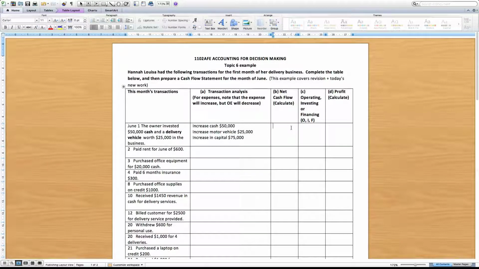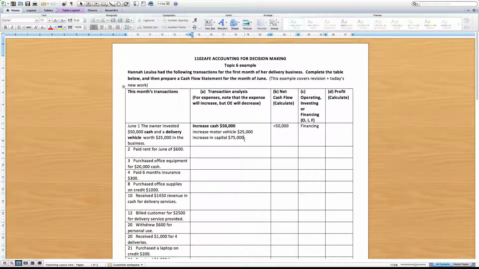So working out our net cash flow. So again, this is the cash part. Okay, increase in cash of $50,000. So that means we're going to have positive $50,000 cash flow. Is it operating? Is it investing? Is it financing? Well, the owner is the one that has invested this cash. So that means we're dealing with equity. Okay, so our increase in capital. So that will give us a financing activity.